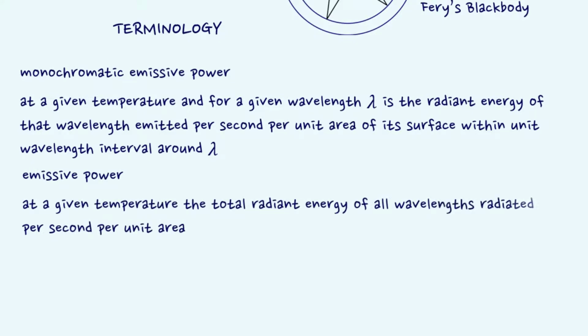The emissive power of a body at a particular temperature is the total energy of all wavelengths radiated per second per unit area of the body. Since the range of emitted wavelengths can be anything, mathematically emissive power is represented as small e equal to the integral from 0 to infinity of E lambda d lambda.